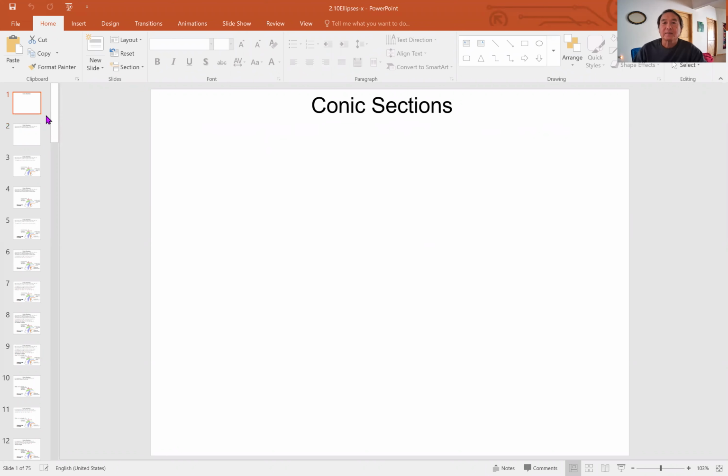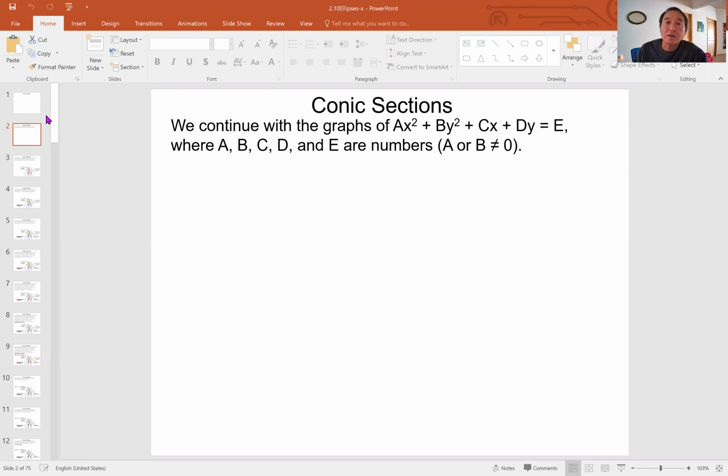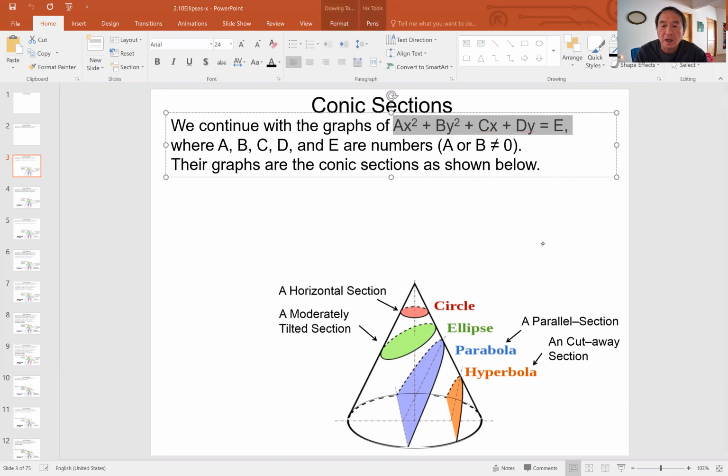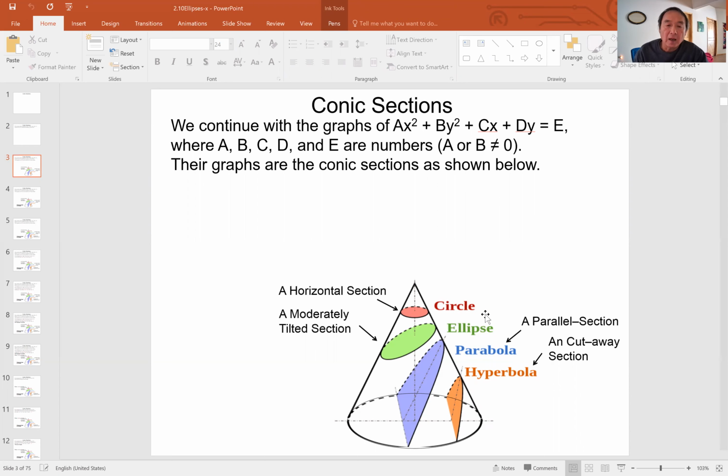Hello, everybody. This is Professor Ma, and this is the introduction to the sections on ellipses. We had the conic sections, which are cross sections of cones, and we have these four different types. The equations associated with them are second degree equations. We went through circles, and now we're going to take a look at the second type, the ellipses.